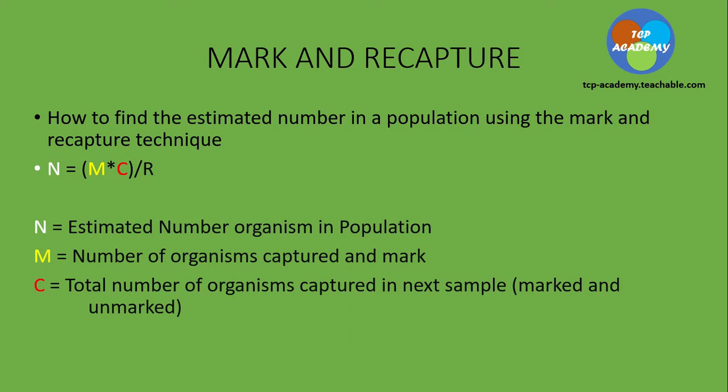On day 2, we'll have C. That's the total number of organisms captured in the second sample, or the sample that goes after we would have marked. Now, here we're going to be paying attention to the organisms that are captured that are marked and those that are unmarked. In the same breath, we are also going to be looking at the number of organisms recaptured, as a matter of fact, with mark.